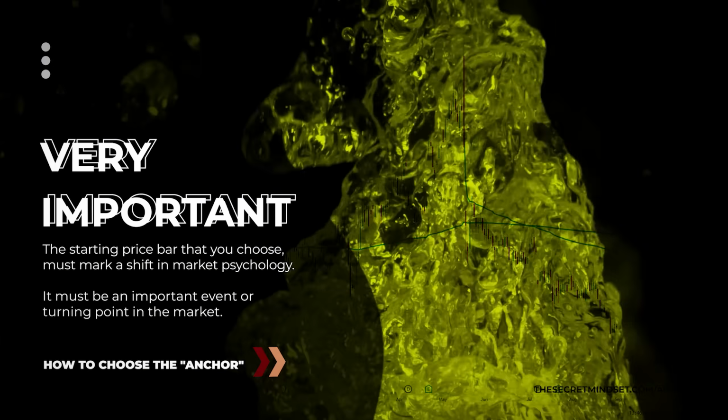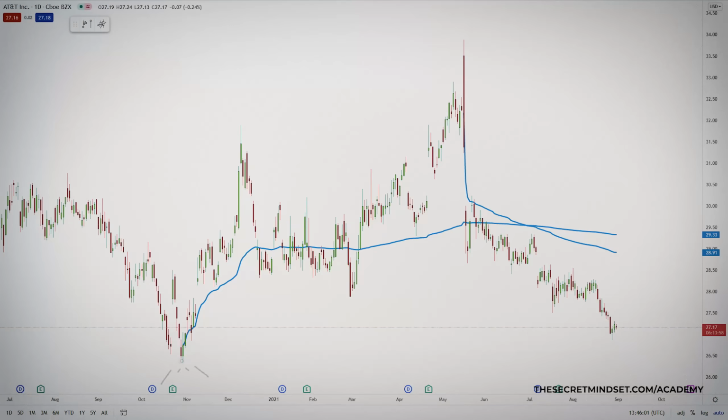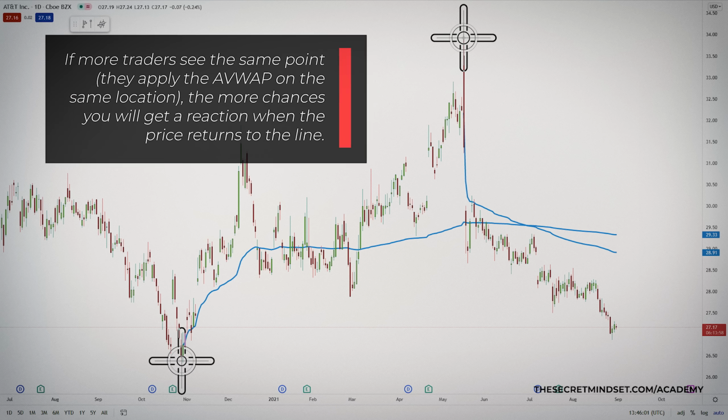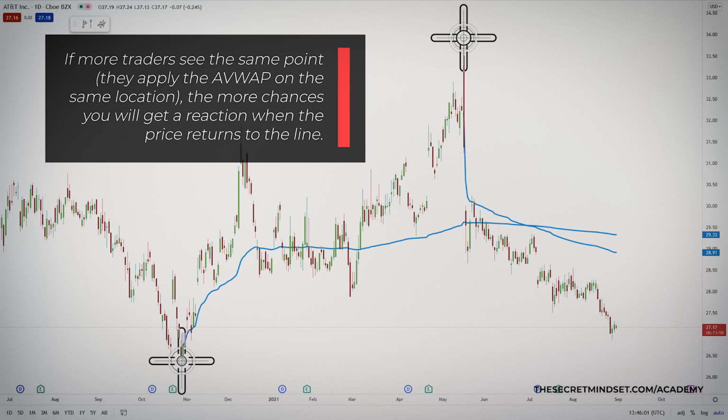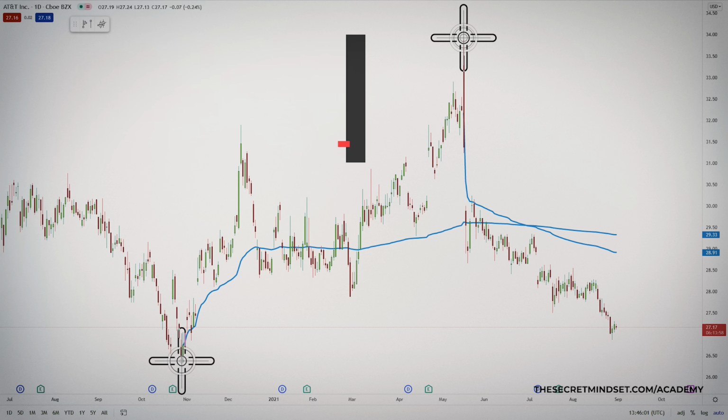You're not going to add it in the middle of price action. It must be in obvious places, where other traders would place it. Think about it. If more traders see the same point, meaning they apply the anchored VWAP on the same location, the more chances you will get a reaction when the price returns to it. So let's showcase the most important starting points to apply the line.